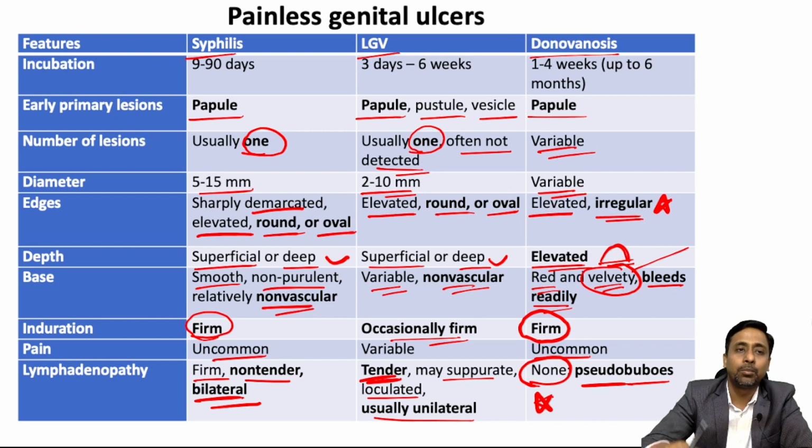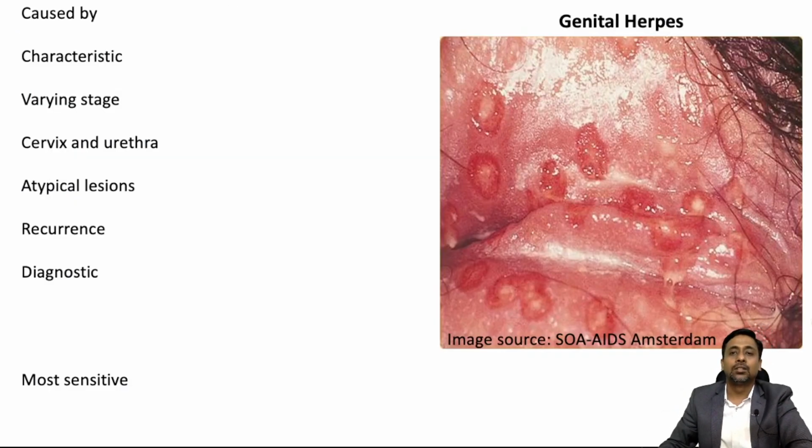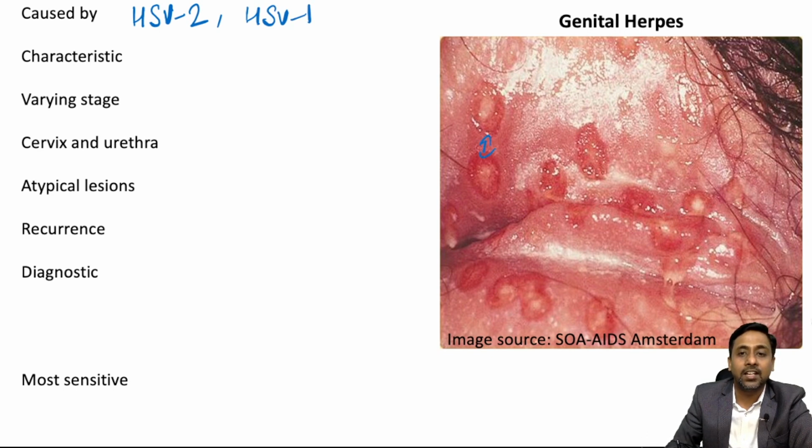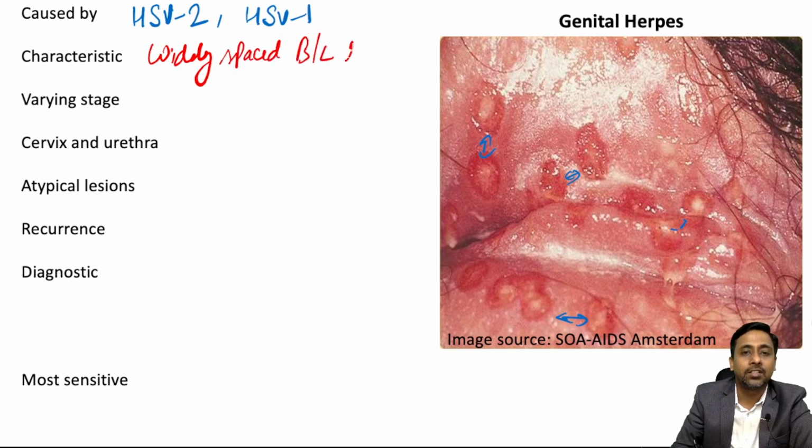So just some more key points about these genital ulcers. First, genital herpes. What is the causative agent of genital herpes? Obviously herpes virus. Which herpes virus? Herpes simplex virus, more commonly type 2, but it can also be caused by herpes simplex virus 1. And the characteristic lesion we can see here: the lesions are widely spaced and can be seen bilaterally in the genitalia. So the characteristic lesion is a widely spaced bilateral lesion on external genitalia.